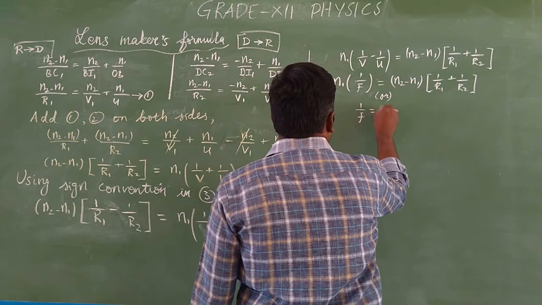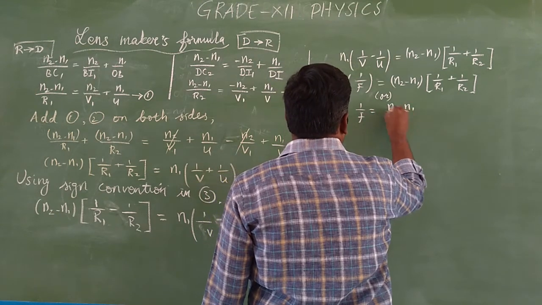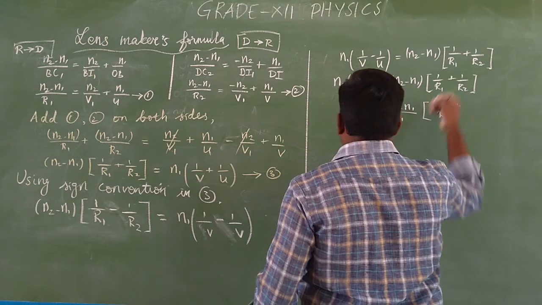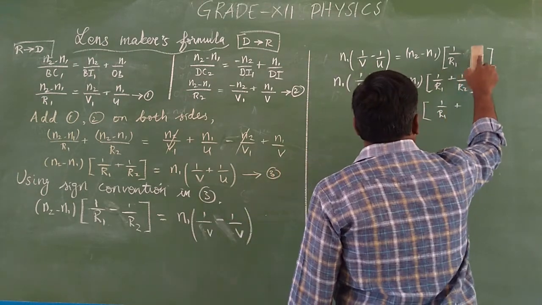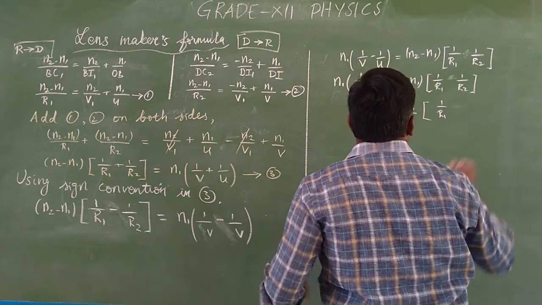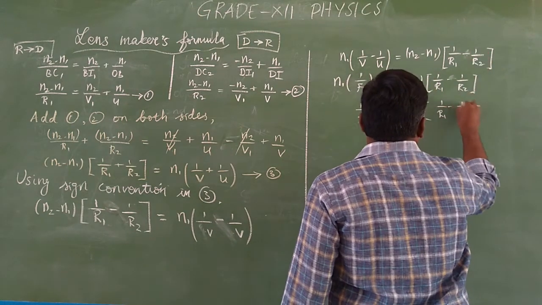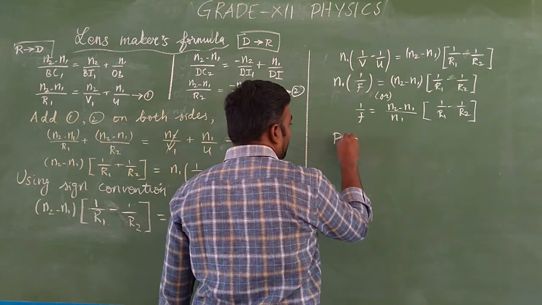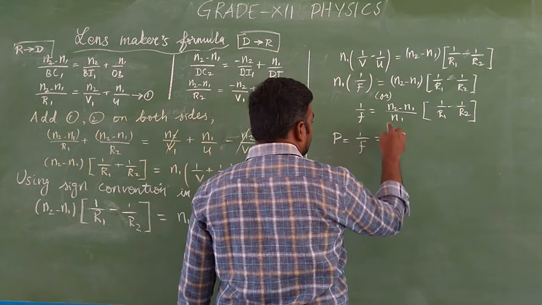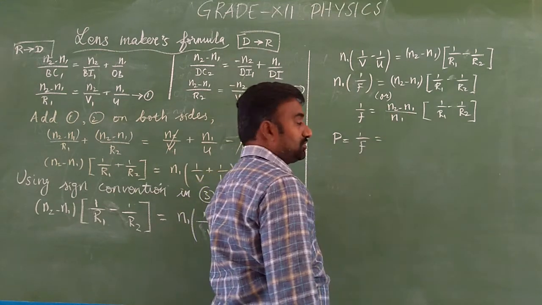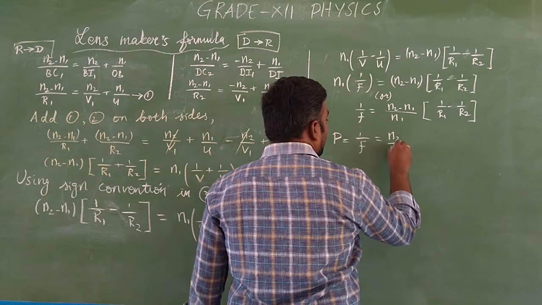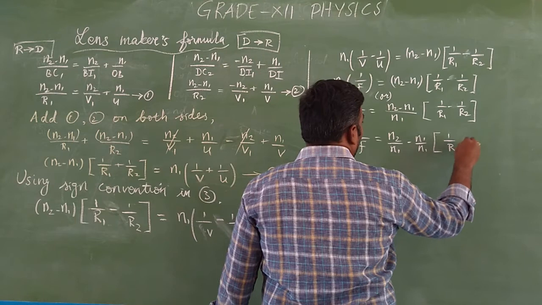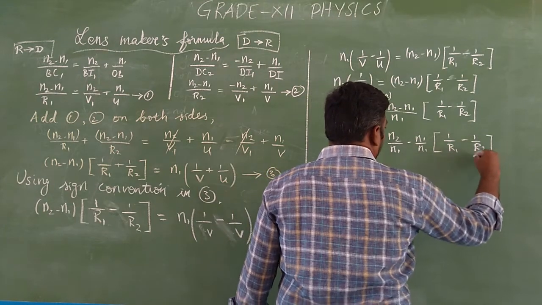1 by f is equal to (n2 minus n1) by n1 into (1 by r1 minus 1 by r2). Sorry, not a plus, it's a minus only. Here it is minus only. So the reciprocal of focal length is called power. So power is the reciprocal of focal length, which is equal to, this is common for both, so what you will get? (n2 by n1 minus n1 by n1) into (1 by r1 minus 1 by r2).